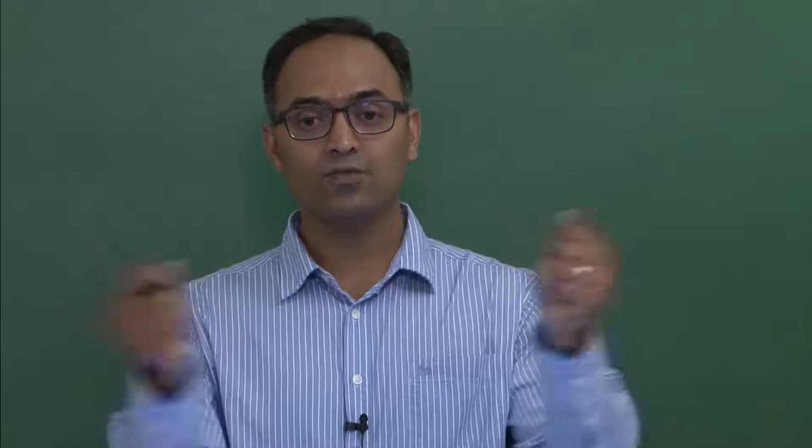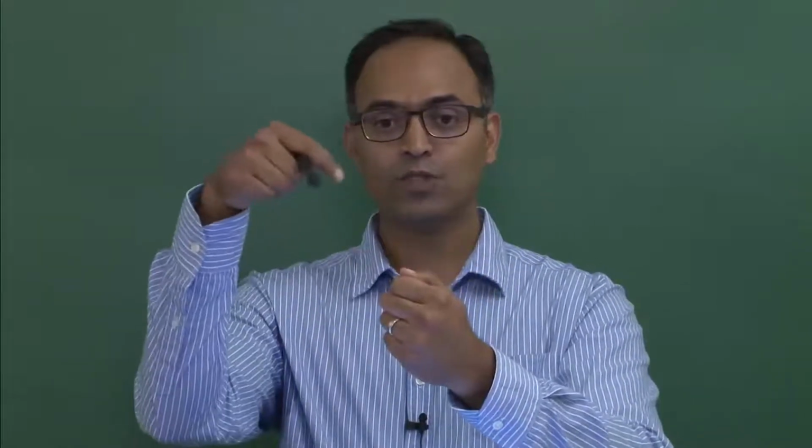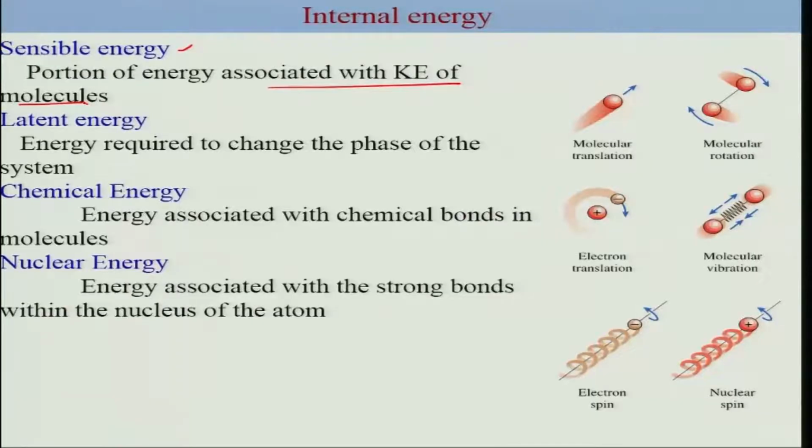A molecule can vibrate, can rotate, and can translate. Additionally, the molecule consists of a nucleus and electrons. Electrons can rotate around the nucleus, electrons can spin around their own axis, and nuclei can also spin around their own axis. So this comprises the sensible part of the internal energy, and that's what is written in this illustration.